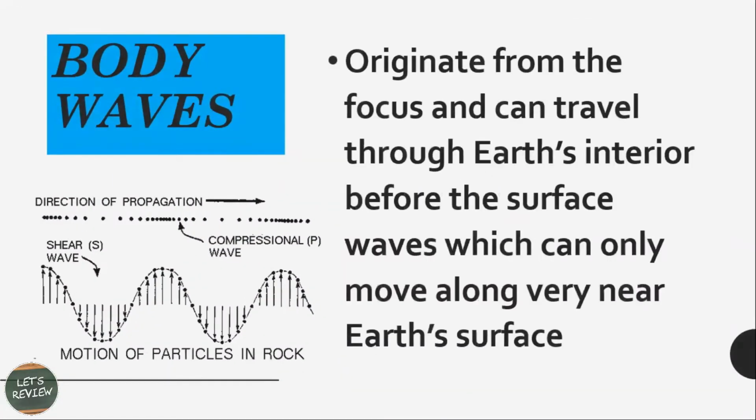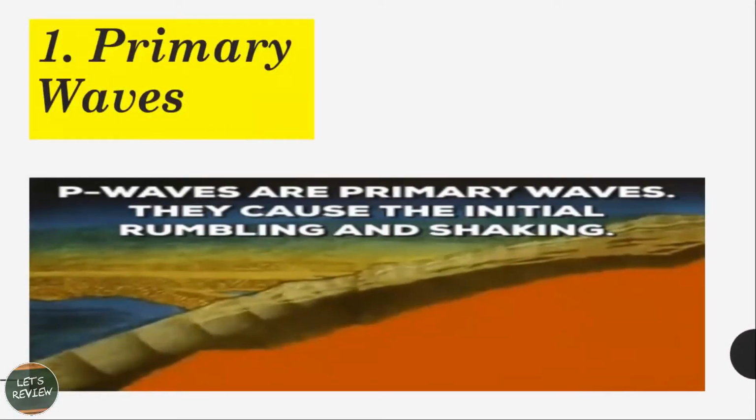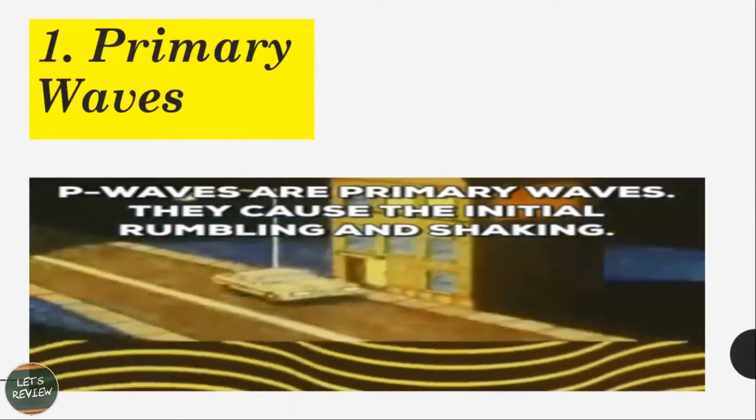Let's start with the body waves. They originate from the focus and can travel through Earth's interior, before the surface waves, which can only move along very near the Earth's surface. And the body waves have different types also.